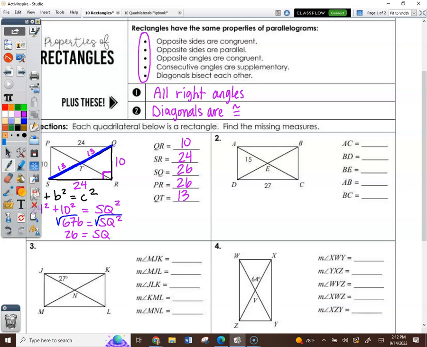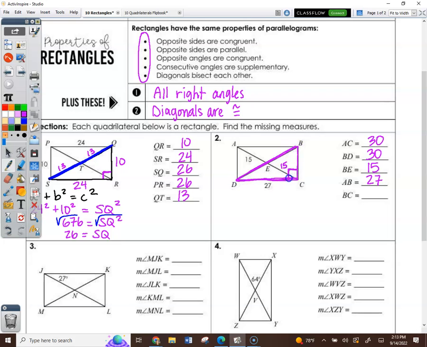What's AC? Yep, 15 and 15. This would be 15 here. What's BD? 30. What's BE? What's AB? There's really no thinking involved here, right? BC. Now, this is where you find the right triangle and label the two sides you know. Here's BC. Let's go ahead and find the rest of the right triangle.